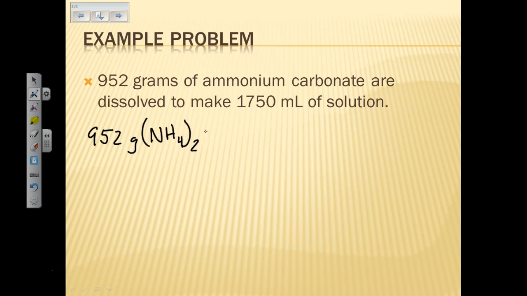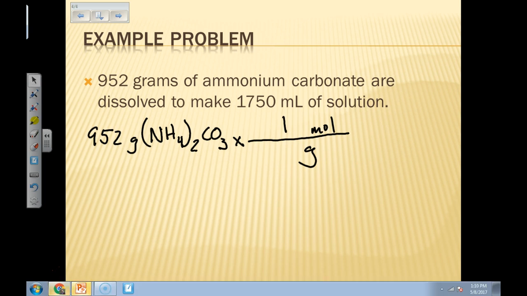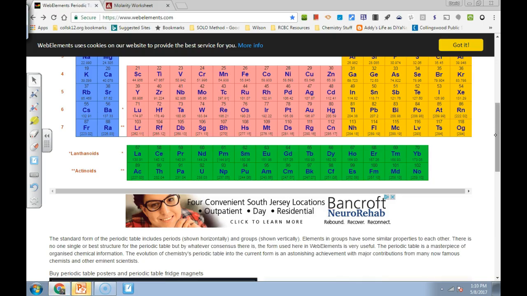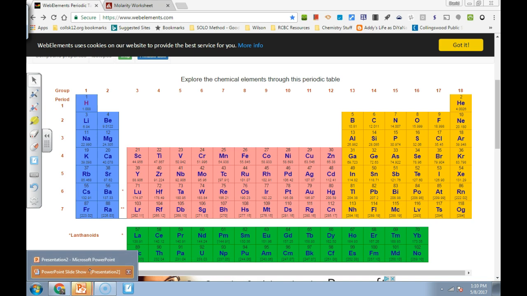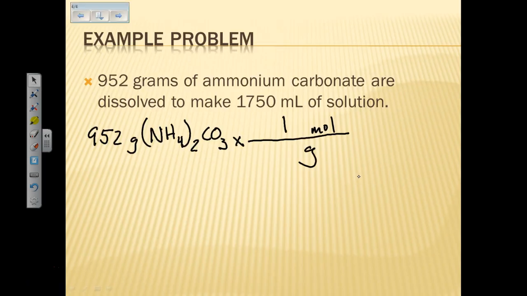That's (NH4)2CO3. Now, to convert this, I'm going to do an X line, and I'm going to put grams on the bottom and moles on the top. So for every 1 mole, and now this is where we need our periodic table. Nitrogen is 14.007, hydrogen is 1.008, carbon is 12.011. We can take that and use it to find the molar mass.